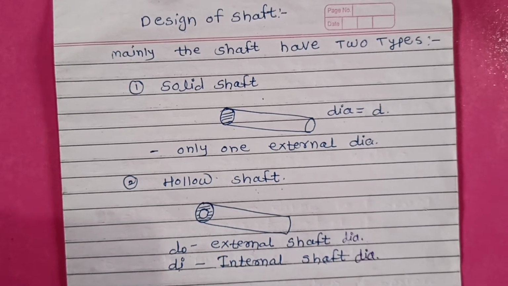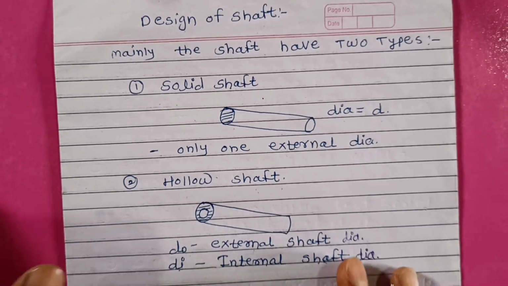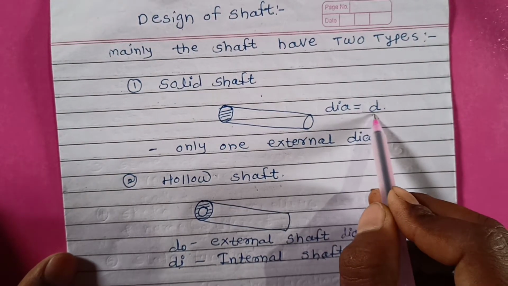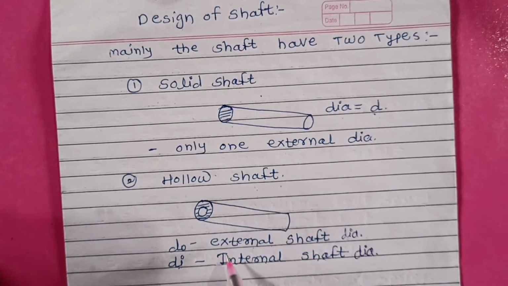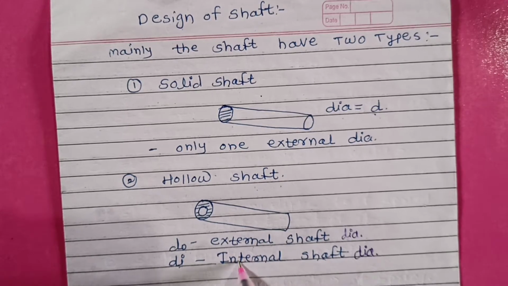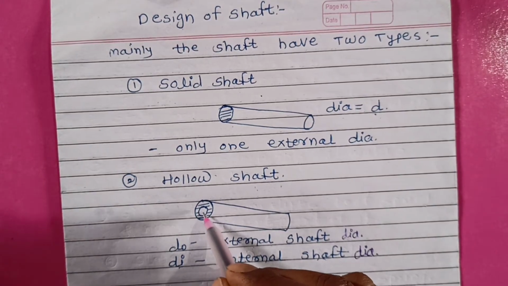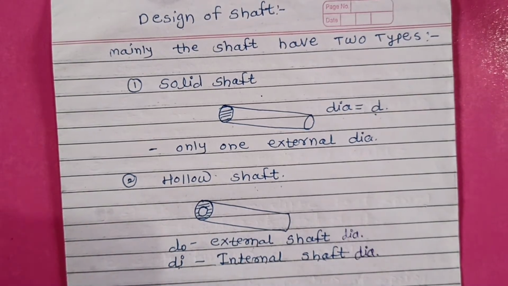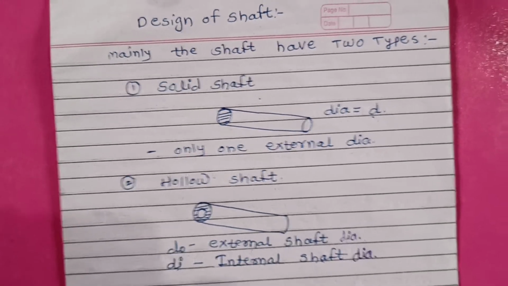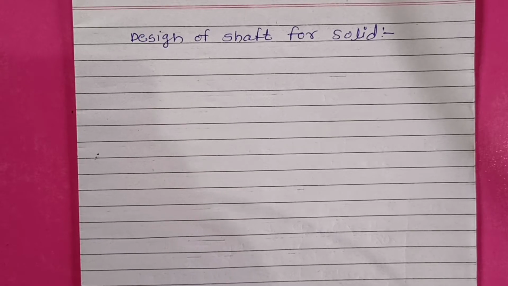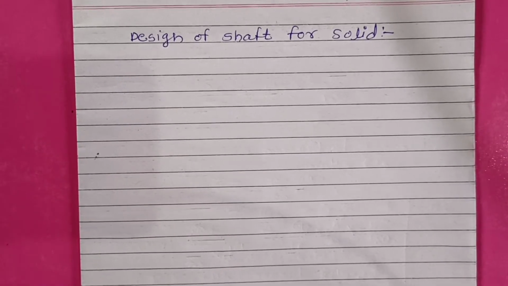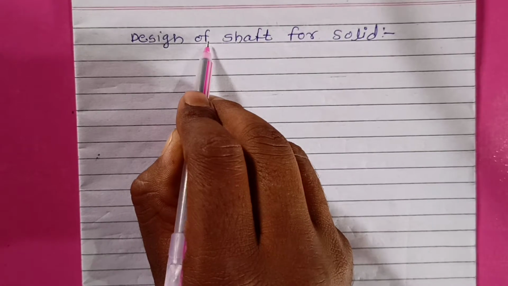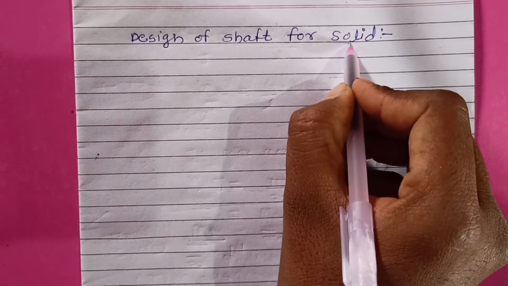You see here, a solid shaft is nothing but one that has only one diameter, and a hollow shaft is one that has two diameters. The internal part of the shaft is removed. This is nothing but a hollow shaft. Now firstly we will see the design procedure for solid shaft.